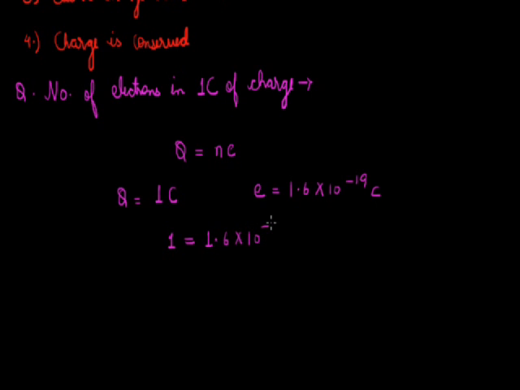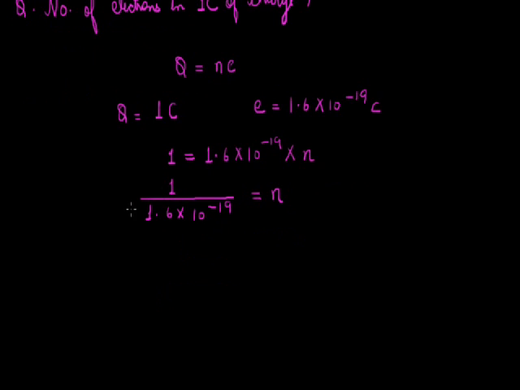1.6 into 10 to the power minus 19 into n, which represents the number of electrons. On solving this equation, we get 1 divided by 1.6 into 10 to the power minus 19 equal to n, which gives 6.25 into 10 to the power 18. So, this many electrons are required for 1 coulomb of charge.